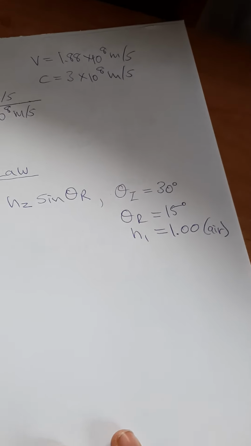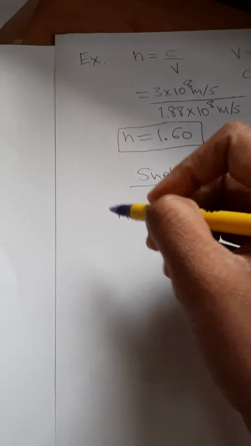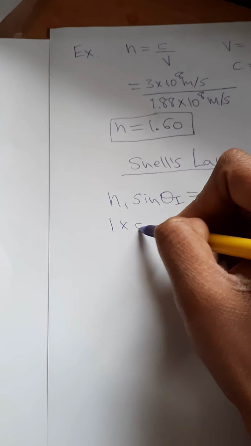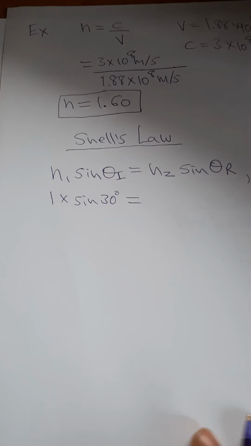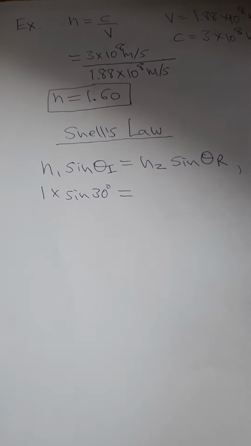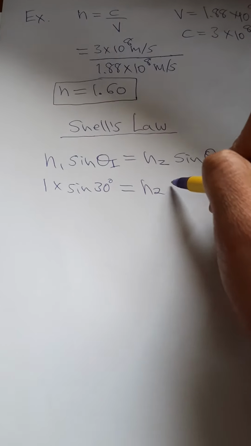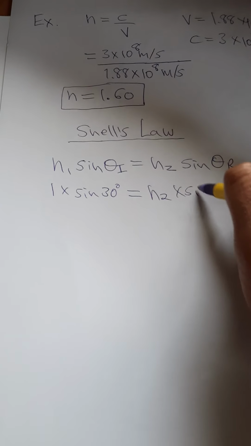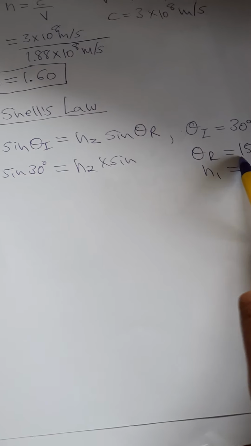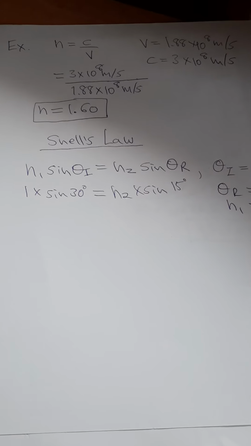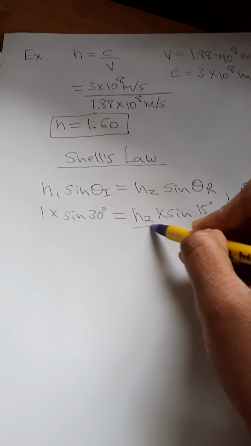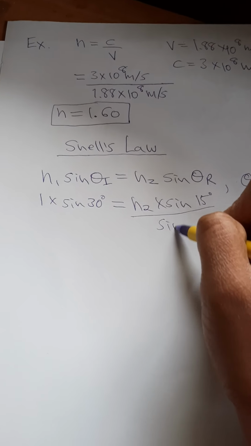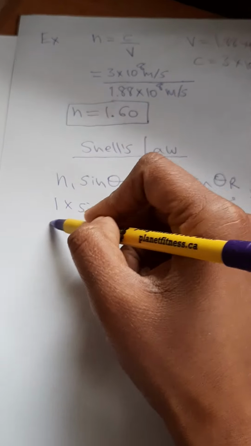So all you're going to do is plug in these values. N1 is 1, so you're doing 1 times sine 30 degrees equals, and I'm looking for the index of refraction, so N2, times sine of theta r, which is 15 degrees. Does everyone see that? Because I'm looking for N2, on both sides I'm just going to divide by sine of 15 degrees.